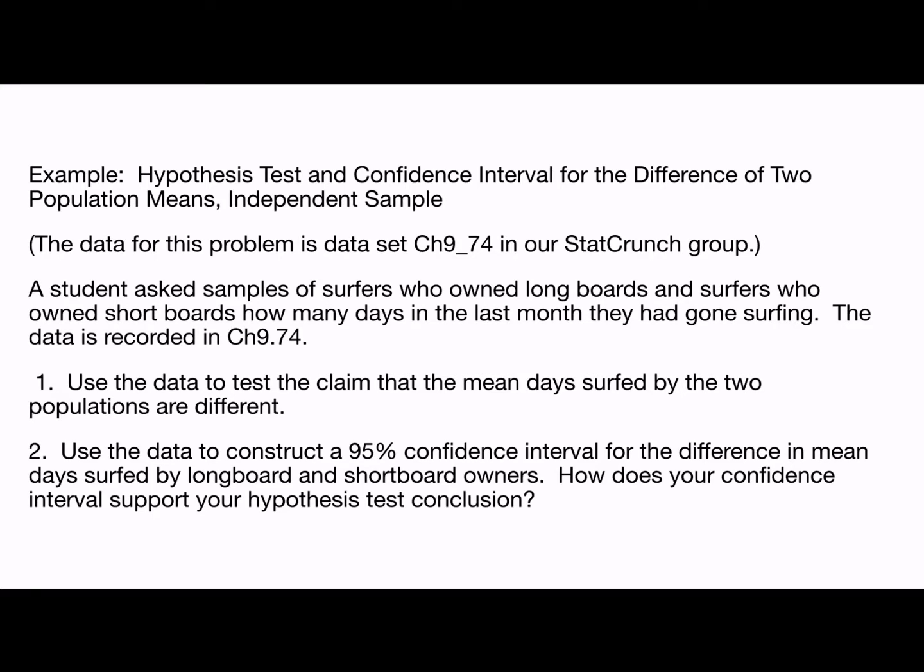Use the data to test the claim that the mean days surfed by the two populations are different, and then we'll construct the 95% confidence interval for the difference in the population mean days surfed by the two groups. How does the confidence interval support the hypothesis test conclusion?